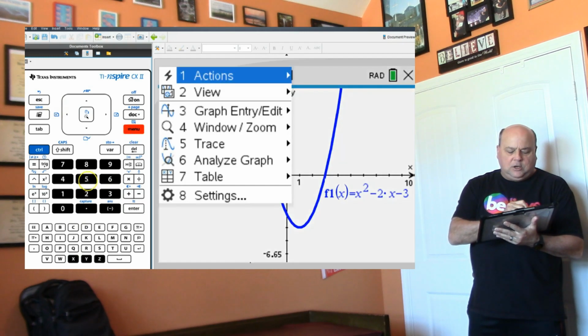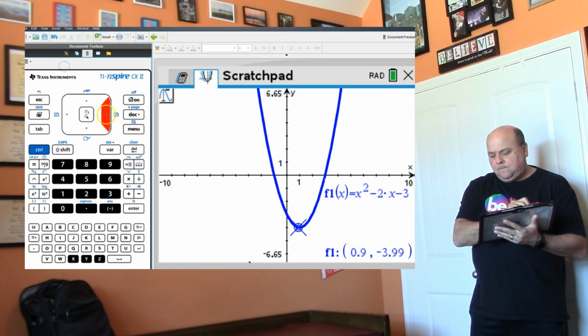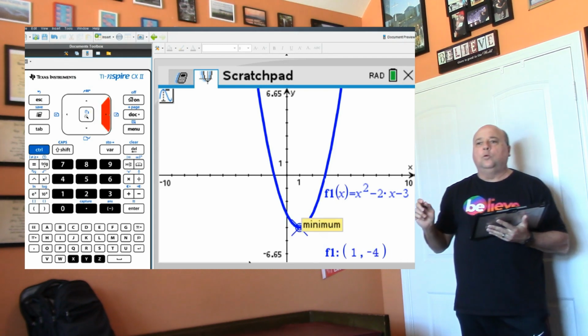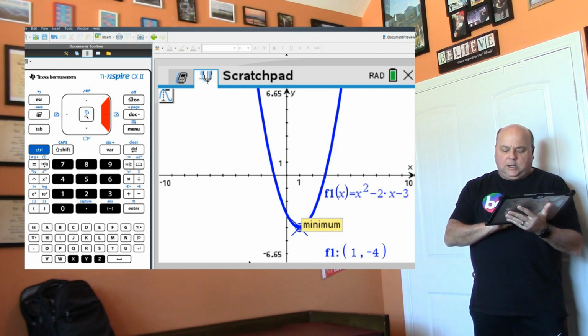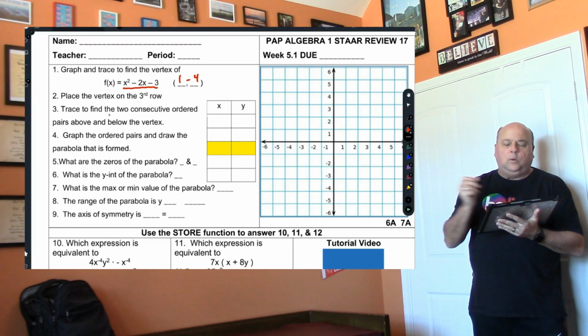So we're going to do menu 5-1, and we're going to go to the vertex, which is right here, 1, -4. So we're going to go back to our paper, and our vertex was 1, -4.